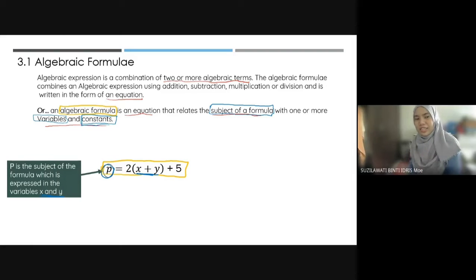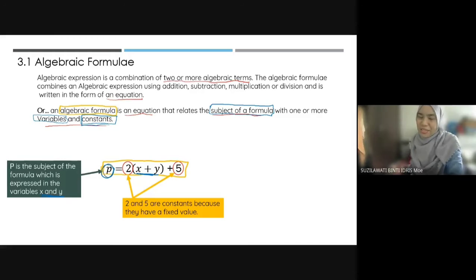Okay. There is subject of formula, there are variables there and there are constants there. Which one? Okay, very good boys. All of you answer correctly. 2 and 5 here are the constant. Very good. What is the meaning of a constant?